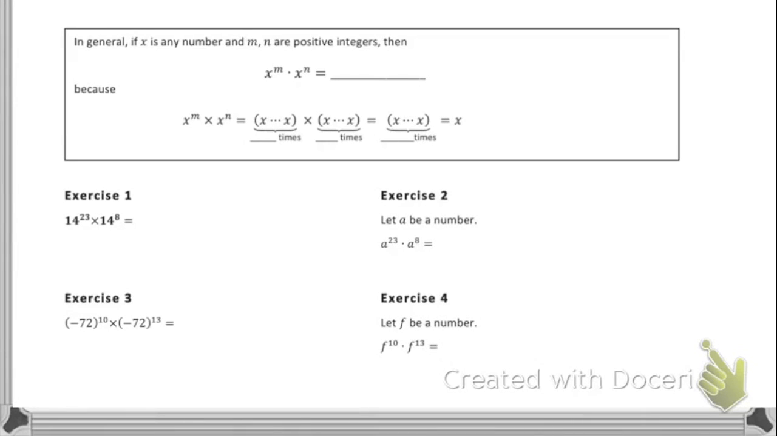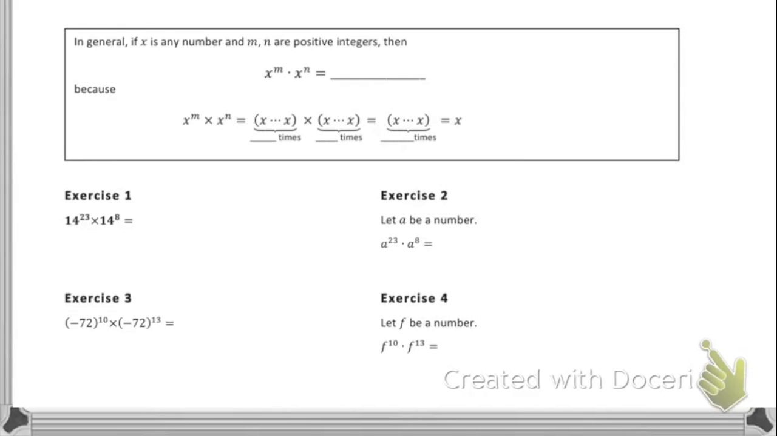So this time we're looking at lesson 2, multiplication of numbers in exponential form. And in these notes, we're going to look at multiplying the same base with a different power. And we have our algebraic rule there.